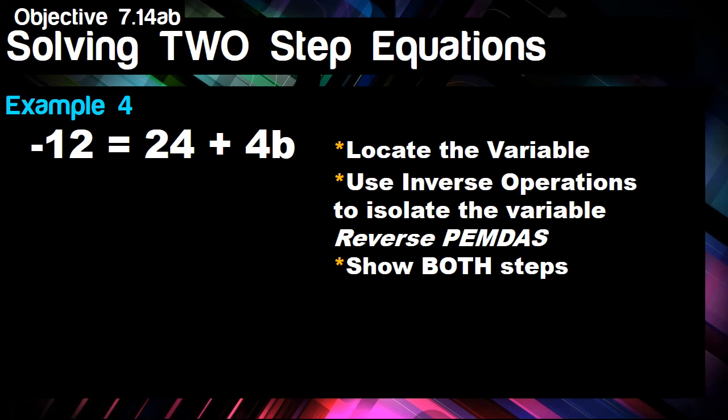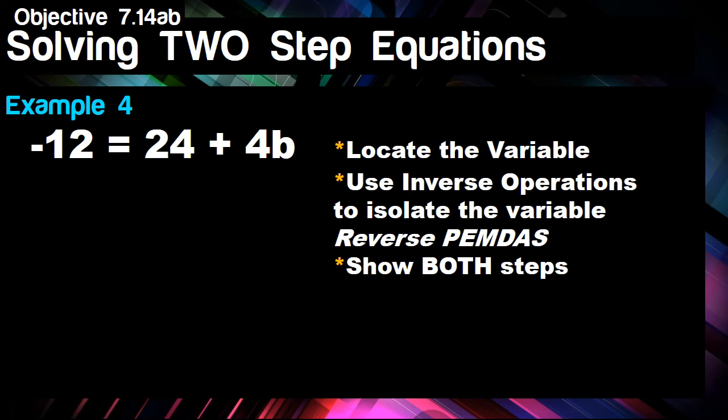Last but not least, we have this example here. We have negative 12 equals 24 plus 4b. For problems like this, some of you might have the urge to flip this so the variable will be on the left-hand side, but what I'm going to ask you to do is to practice with the variable on the right-hand side. This will help us when we do one-step inequalities.